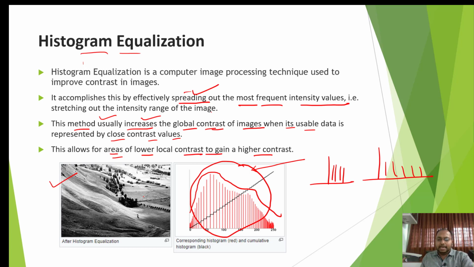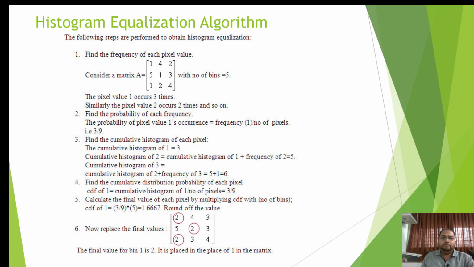Let us understand the algorithm of this, the histogram equalization algorithm, as we have studied. Let us say A is my image, a 3 by 3 matrix. And what is the number of gray level intensities? It is 5 right now. So a maximum of 5 gray level intensities is mentioned in this particular matrix or image.